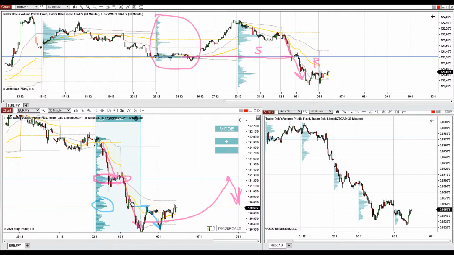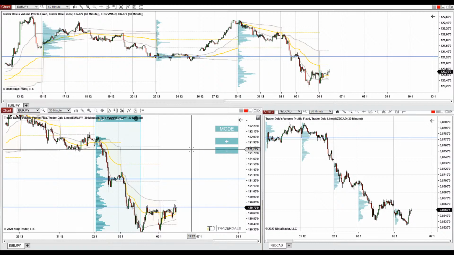Alright, so there was nice reaction to this volume cluster, but it's already spent. The level is already spent. And the next level, which hasn't been tested yet, is this one. Alright, so that's for the intraday trading ideas. Let me now show you a swing trade idea, which is on the US dollar, Canadian dollar.